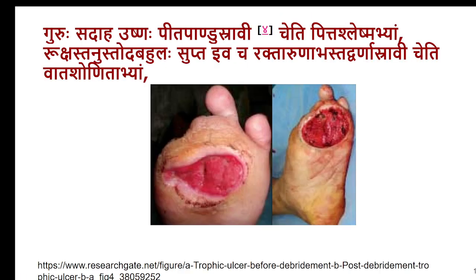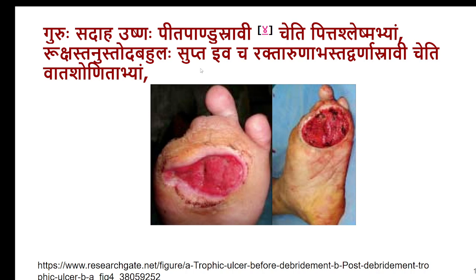Then Guruhu, Sadaha, Ushnaha, Pita Pandusravi, Cheti Pitta Shleshmabhya. Rukshaha Tanu Todabavala Sutta Ivata Raktarnava Tadornasravi Vata Shoditabhya. And the Pitta Kapha Pittaja Vrana or Vata Raktaja Vrana. These are again the typical appearances which we see in case of infected trophic ulcers. A trophic ulcer which is not really infected, the first image. A trophic ulcer which is infected and presence of necrosis in the other image.